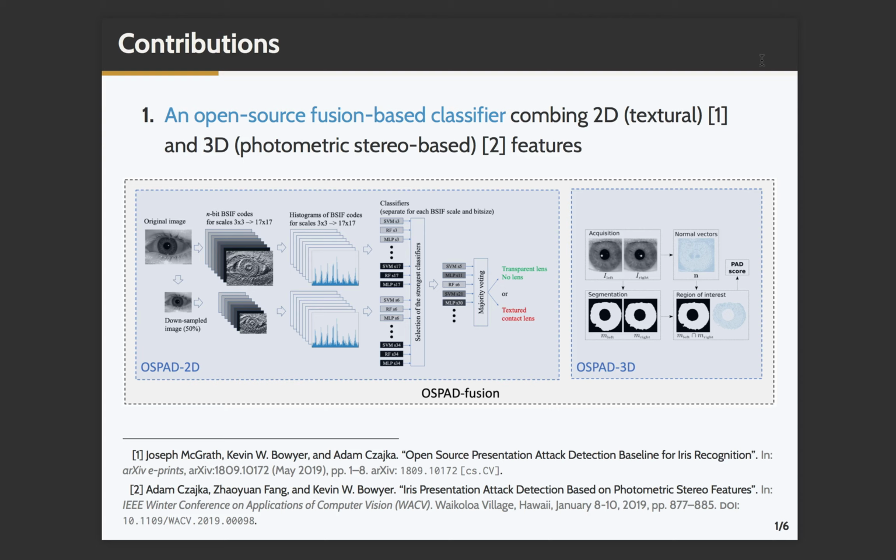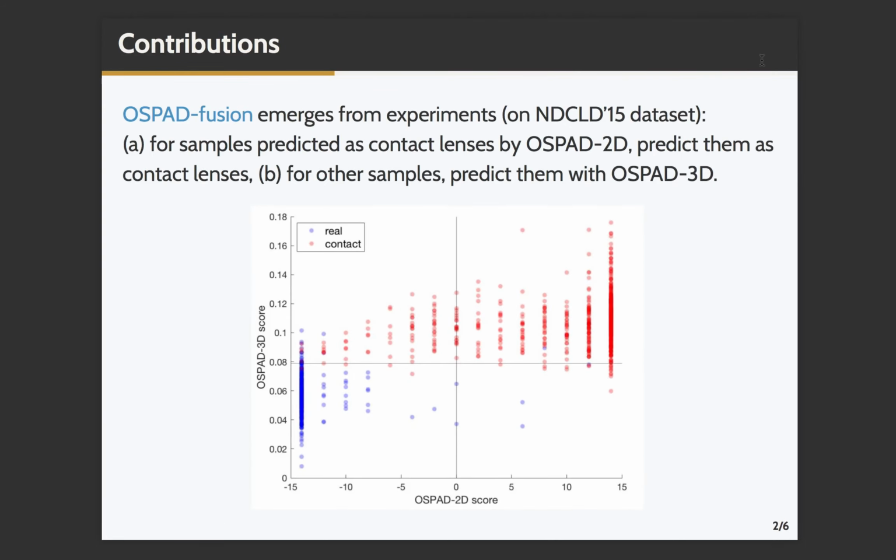And this OSPAD fusion does not come from a simple idea. It is actually validated by experiments. Here, we show that the OSPAD fusion emerges from some experiments we conducted on the NDCLD15 dataset. If you observe the joint score distribution of the 2D PAD and 3D PAD, you can see some very interesting patterns, and a very simple fusion rule arises.